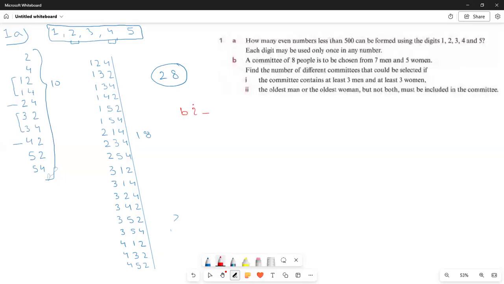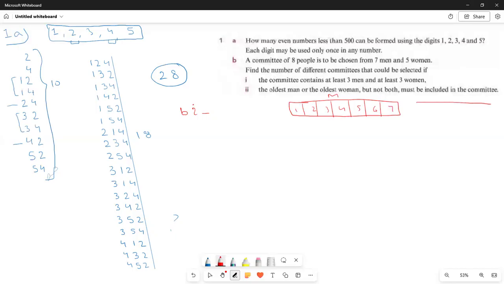B1. Okay, so a committee of 8 people is to be chosen from 7 men and 5 women. So we have 7 men. So 1, 2, 3, 4, 5, 6, 7. So these are all men. 1, 2, 3, 4, 5, 6, and 7 men.